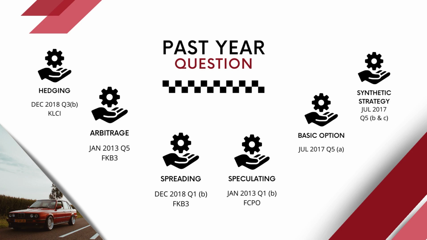And next one is speculating. We are choosing January 2013, question 1, which is about FCPO. Next one is basic option. We are choosing July 2017. Same goes for the synthetic strategy. We are choosing July 2017. So I will pass to the first question, hedging, which will be explained by Fatiha Azman.